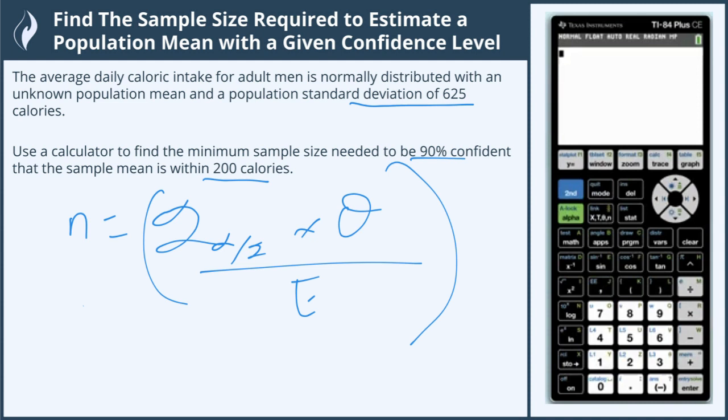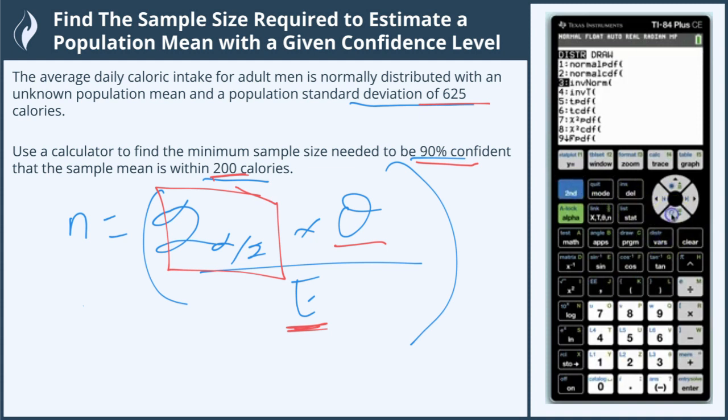So this particular question already told us that 90% confidence interval, which we have to find out the Z of alpha. We use that to figure out the Z of alpha divided by 2. We know that a standard deviation is 625, and we were told that the sample mean is within 200 calories. So we basically have everything we need. All right, so very first thing we need to do is get to our calculator and figure out what the Z of alpha over 2 is.